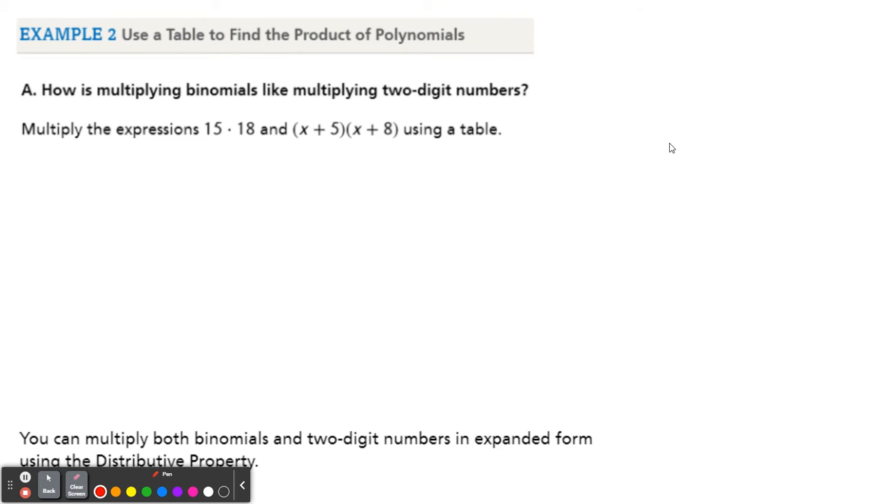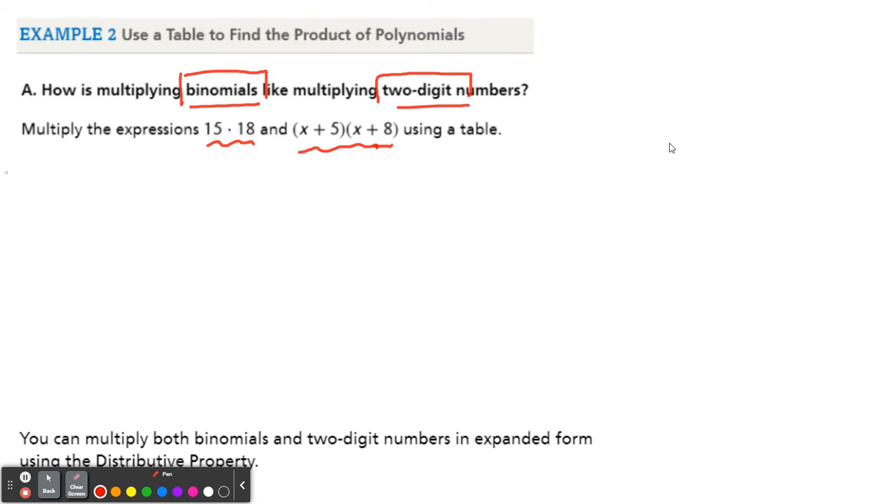So how is multiplying binomials like multiplying two-digit numbers? Understand, a binomial is 2 terms, like 2-digit numbers. So we're going to multiply the expression 15 times 18 and compare it to multiplying x plus 5 times x plus 8. This is a binomial, x plus 5. This is a binomial, x plus 8.